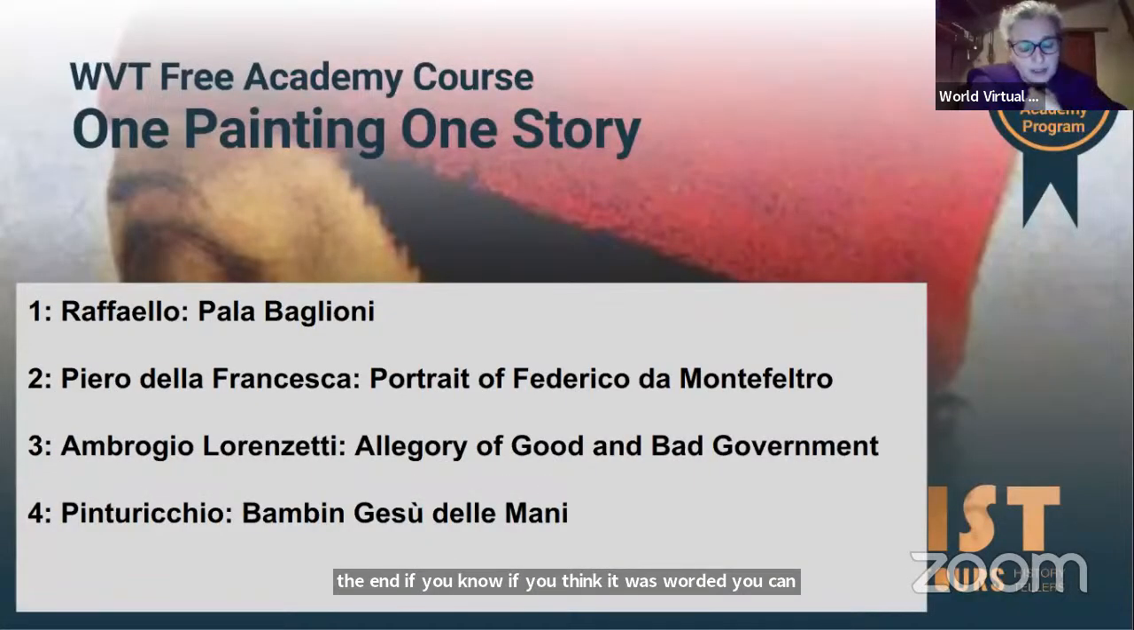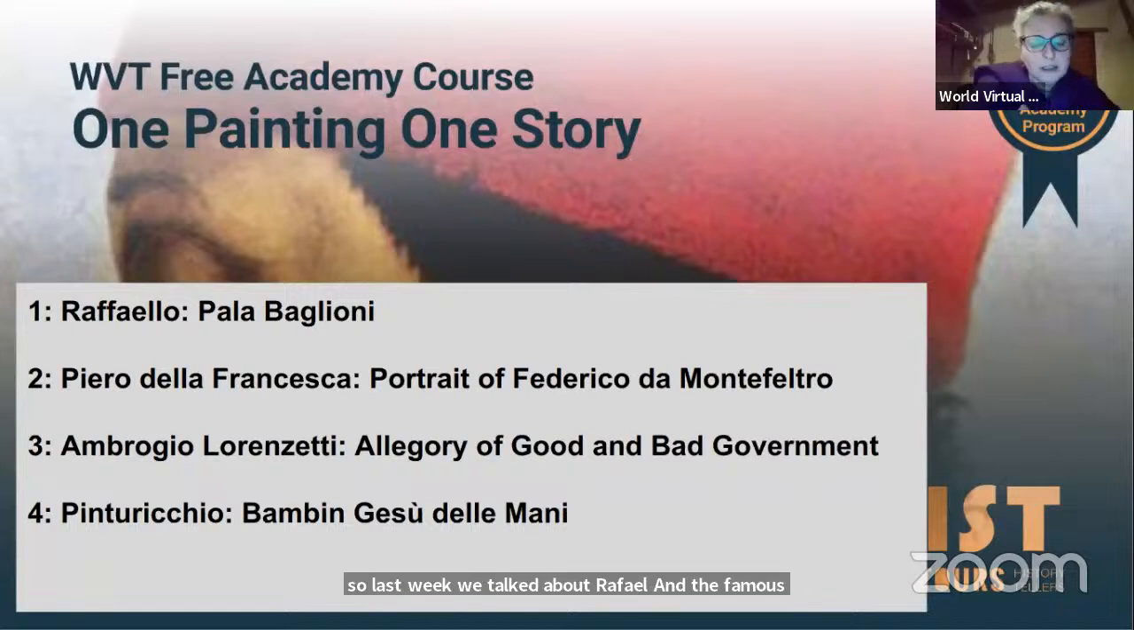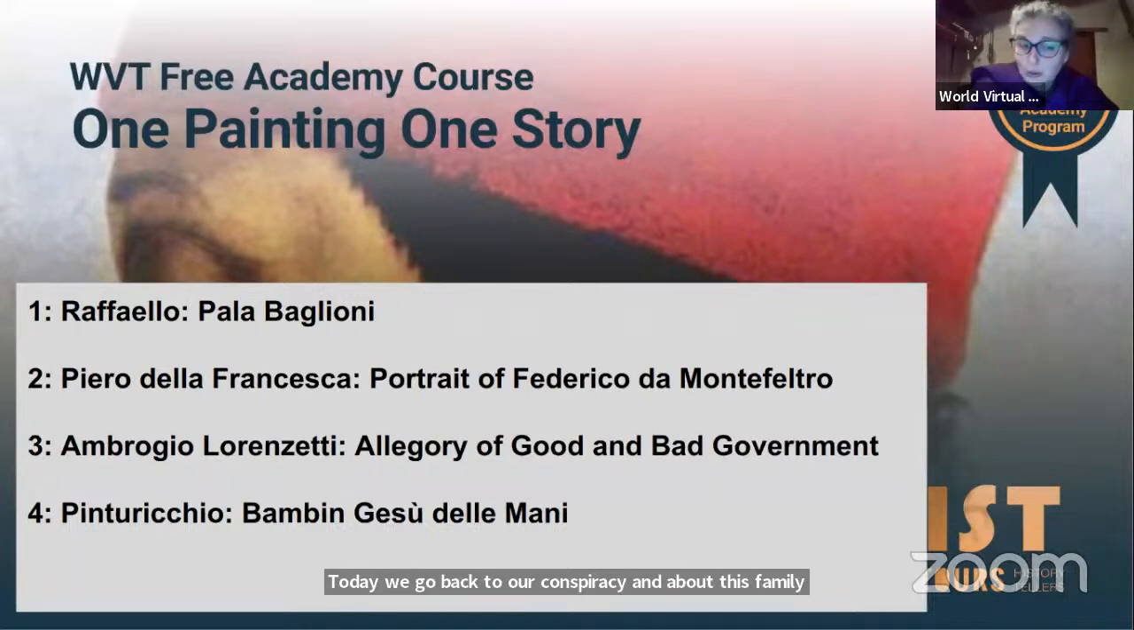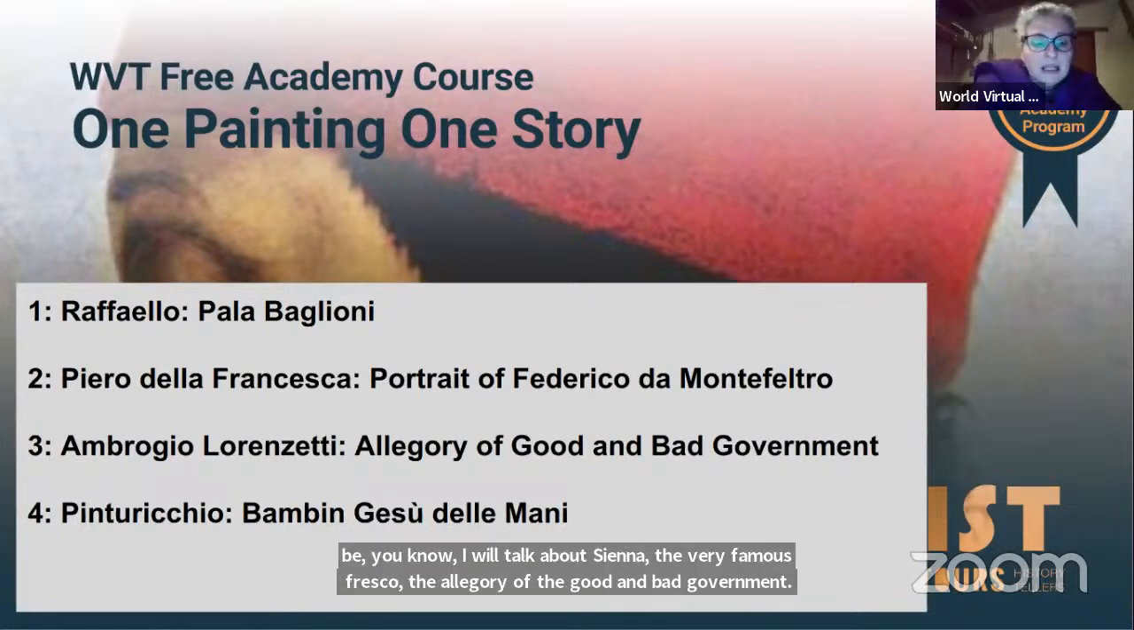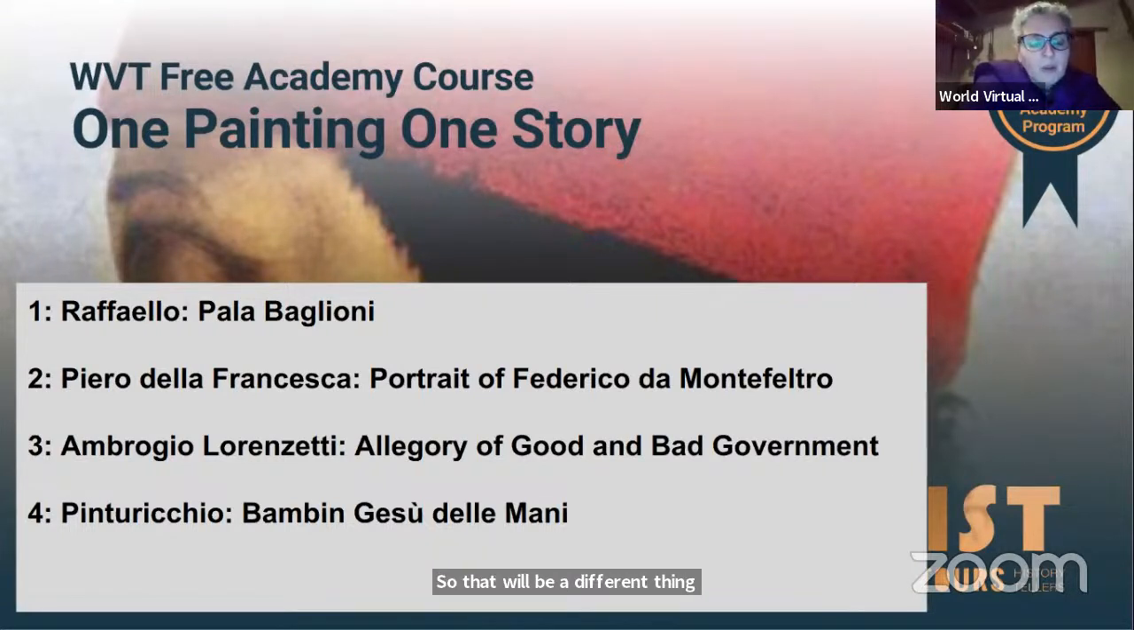Last week we talked about Raffaello and the famous Pala Baglioni, where we talked about the conspiracy and about this family. Today, we go back to Urbino, the birthplace of Raphael, because we're going to talk about Federico da Montefeltro, the Duke of Urbino. Next week, I will talk about Siena, the very famous fresco, the allegory of good and bad government. That will be a completely different thing. And the last one will be Pinturicchio, with a very small painting that is probably unknown. Probably you've never heard of it, but the story behind it is really interesting. That will be for the next weeks.